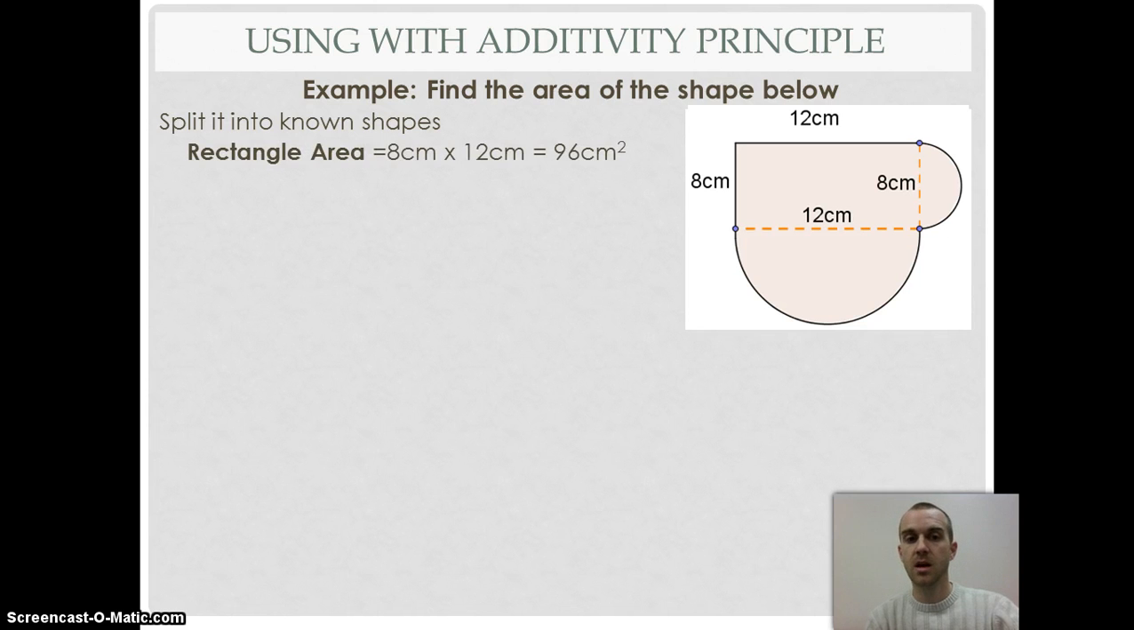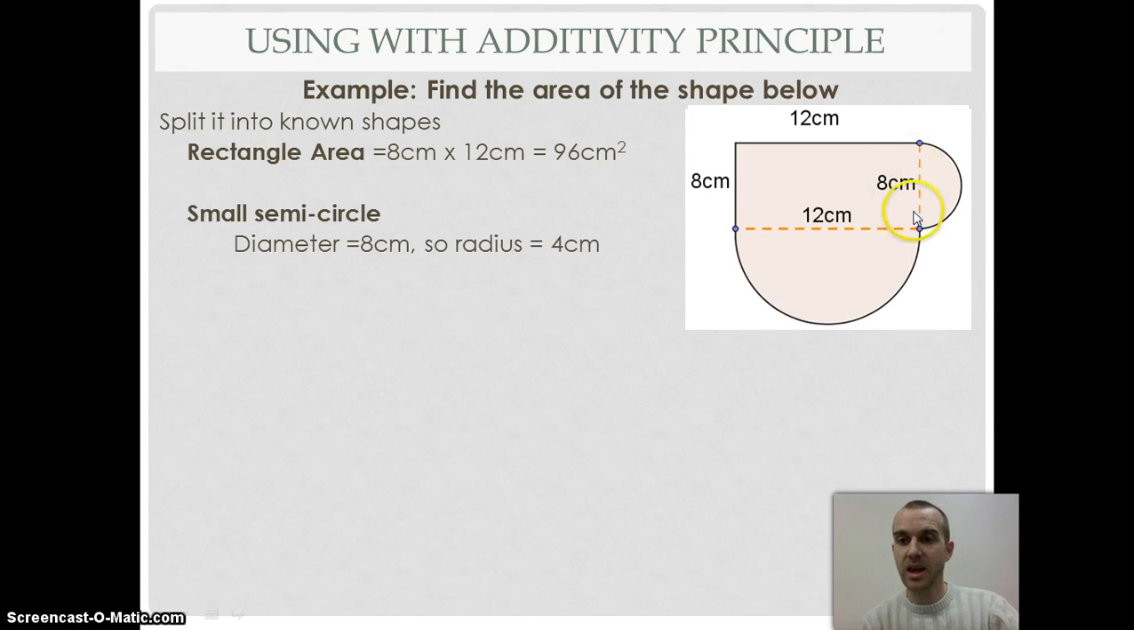semicircles. Now the area of the rectangle we know is length times width. So 96 square centimeters. Now, if I look at my small semicircle, which is right here, I can see that the diameter is 8 centimeters, and that looks like, and it is half of a circle. That's why it's called a semicircle. So, if my diameter is 8, I know my radius is 4 centimeters.